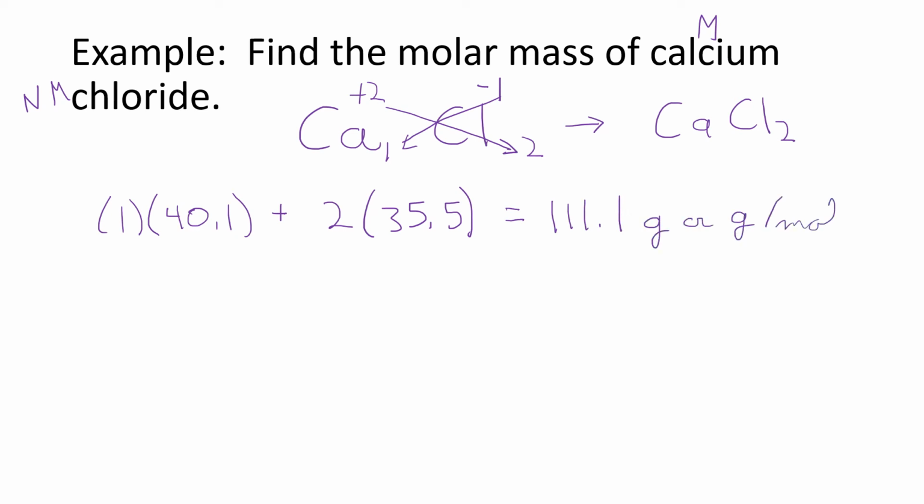Either unit is fine. Now I'm being careful here to write out subscript times average atomic mass, subscript times average atomic mass. Really, when I do this, and I'm not trying to be so very careful, what I would write here, I would just write 40.1 for the calcium part. I don't show multiplying by 1. And then I would do like 2 times 35.5. So probably that's the way you'll see me calculate a molar mass as we work more problems in the future.